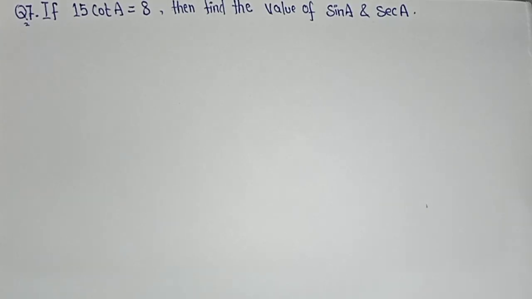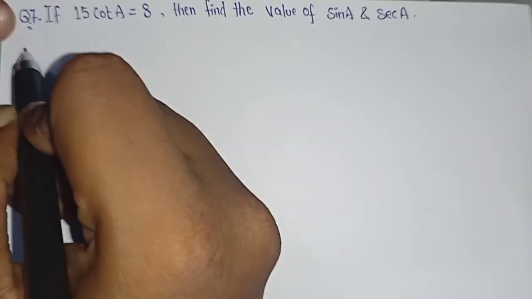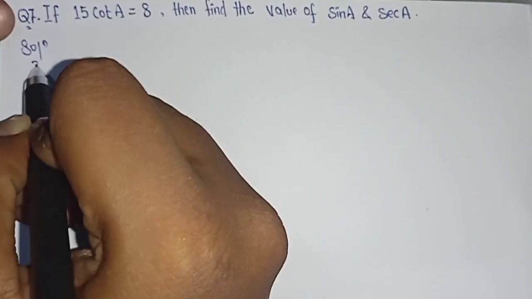Let's begin question number 7. Here 15 cot A equals 8 is given and we have to find the value of sin A and sec A. So let's perform the solution.